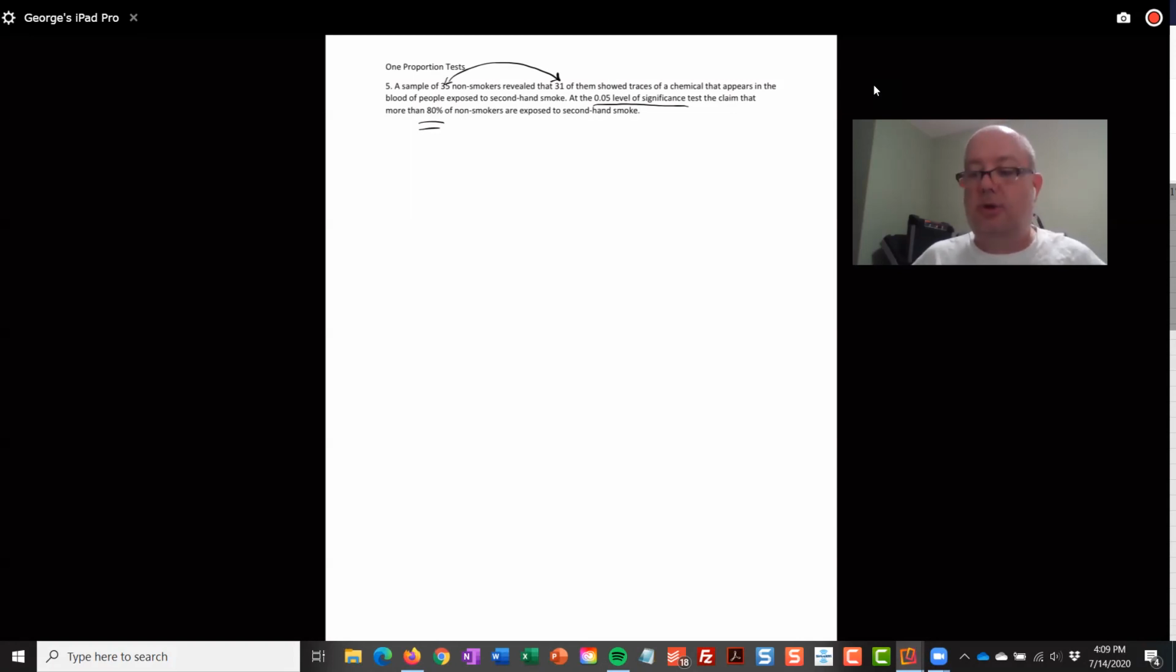Categories, proportions. The first step in a hypothesis test for a proportion, the null hypothesis, is P is equal to a value. That value is the percentage we're comparing the population proportion to. Here, that is 0.80. The alternate hypothesis will also compare P to 0.80, but we're looking for a sign that tells us how we expect the proportion to relate to 0.80. And here it says more than 80%, P is greater than 0.80. We look for indications that it's higher or lower, and if we don't see that, the default is not equal to.